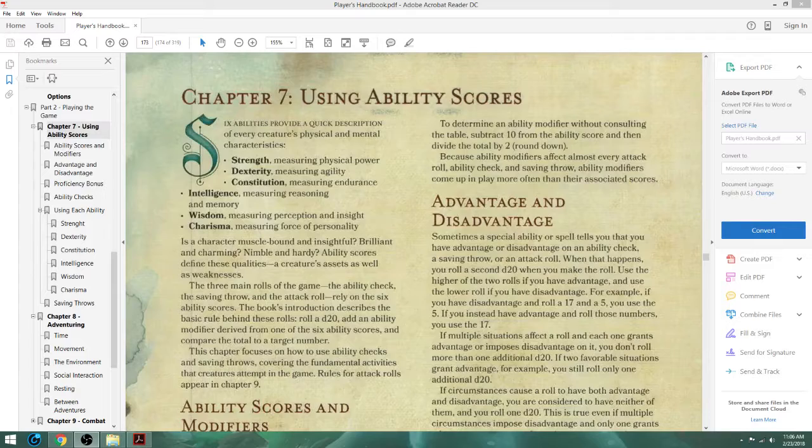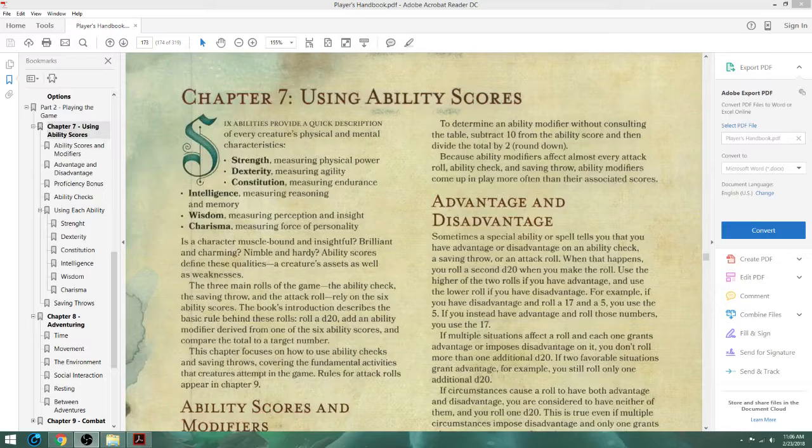Now, strength measures physical power. Dexterity measures agility. Constitution measures endurance. Intelligence measures reasoning and memory. Wisdom measures perception and insight. Charisma is your force of personality.